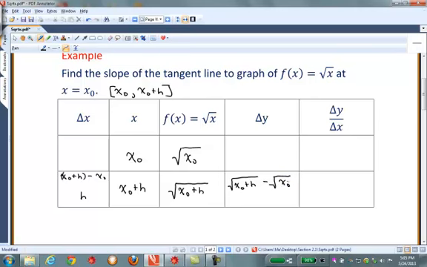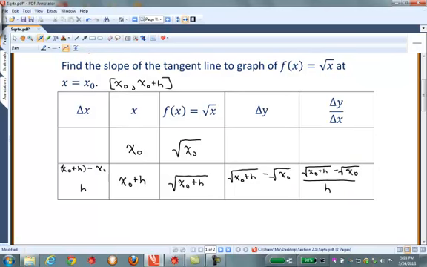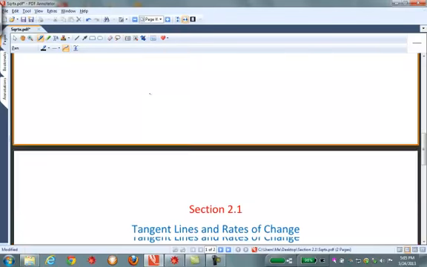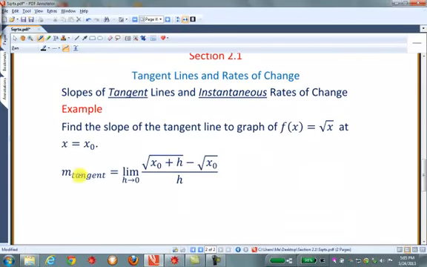So the average rate of change will be the change in y, square root of the quantity x0 plus h minus the square root of x0, all divided by the change in x, which is h. So we have this expression as our average rate of change in square root of x over the interval from x0 to x0 plus h. Now, to find the instantaneous rate of change, or to find the slope of the tangent, we'll take the limit of this expression as h goes to 0.